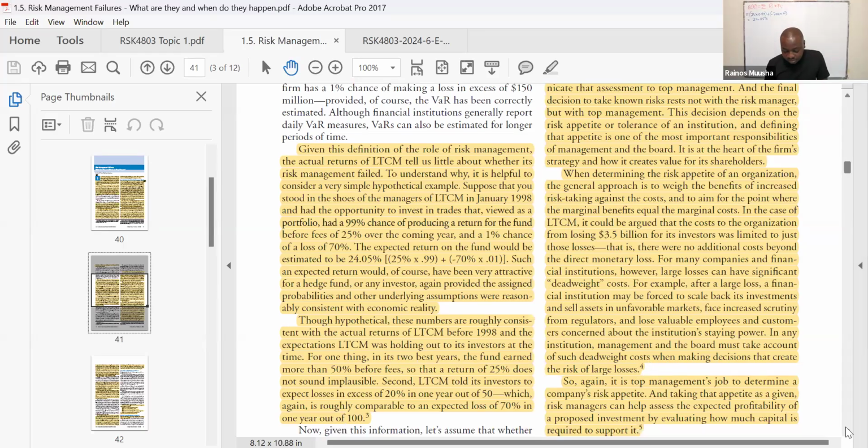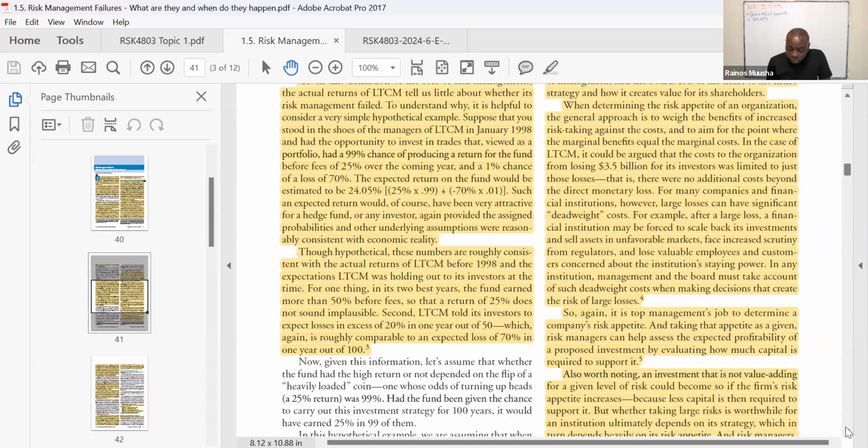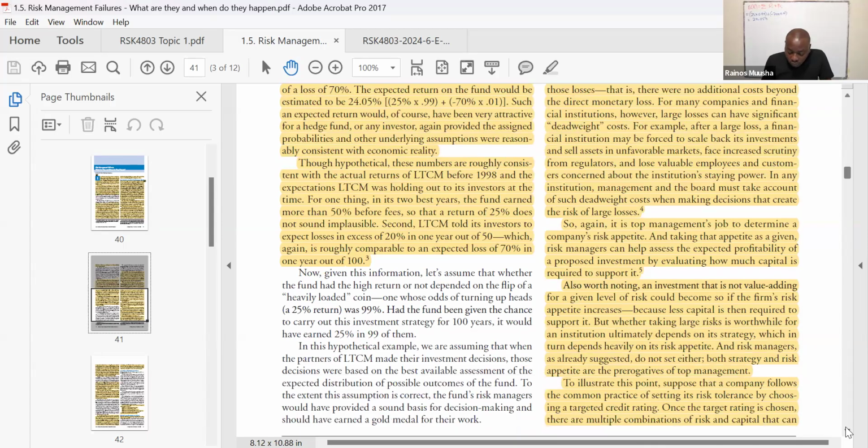So here they say, again, it is top management's job to determine a company's risk appetite. And taking that appetite as a given, risk managers can help assess the expected profitability of the proposed investment by evaluating how much capital is required to support it. Also worth noting, an investment that is not value adding for a given level of risk could become so if the firm's risk appetite increases, because less capital is then required to support it.